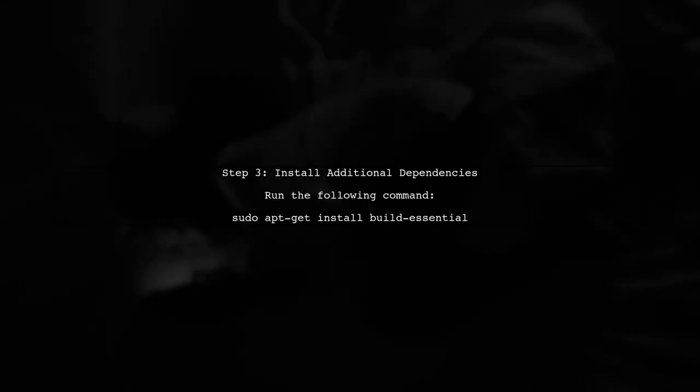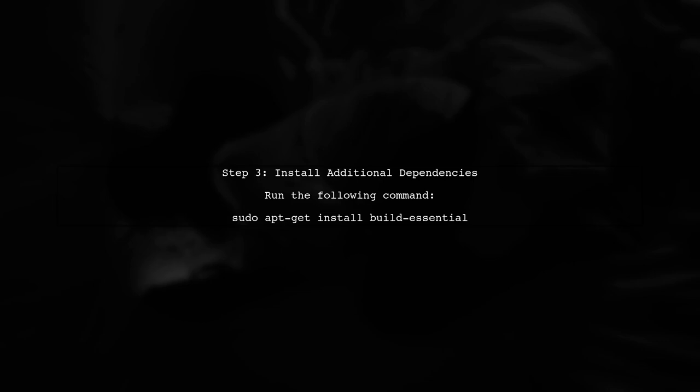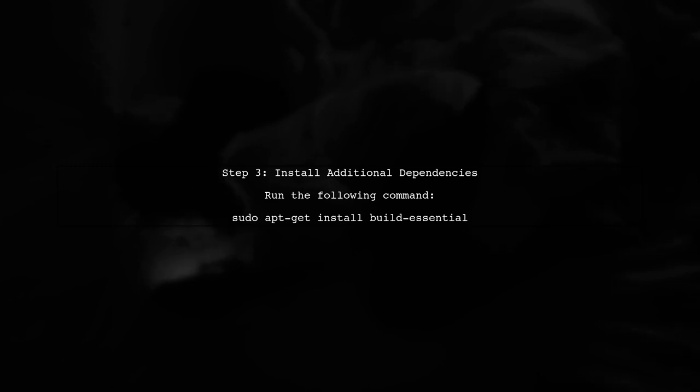If you still encounter issues, it may be helpful to install additional dependencies that uWSGI might require. This can include Build Essential and other libraries. Once all dependencies are installed, try installing uWSGI again. This time, it should compile successfully without errors.